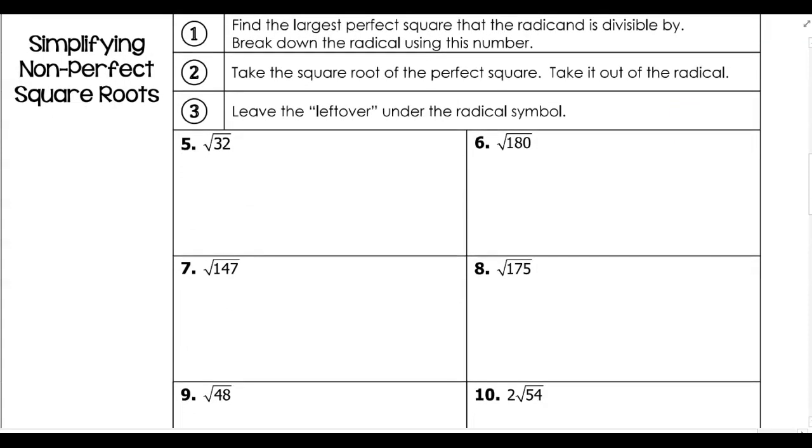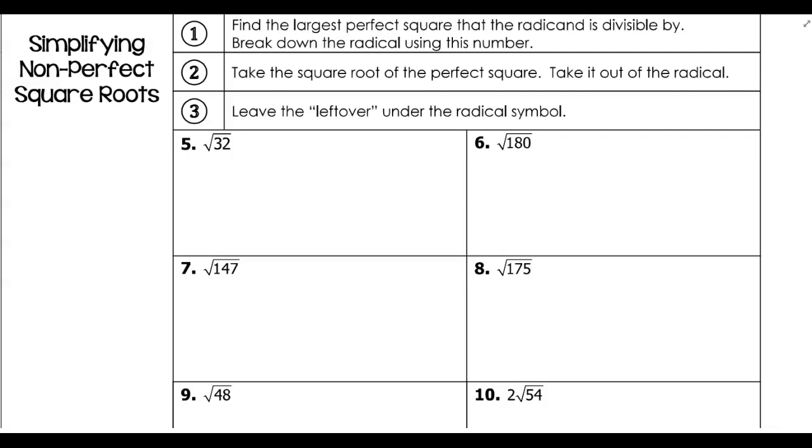Here is a process for simplifying non-perfect square roots. Step 1 is to find the largest perfect square that the radicand is divisible by and break down the radical using this number. Secondly, we'll take the square root of the perfect square and take it out of the radical. And third, we'll leave the leftover under the radical symbol. Let's look at example number 5.